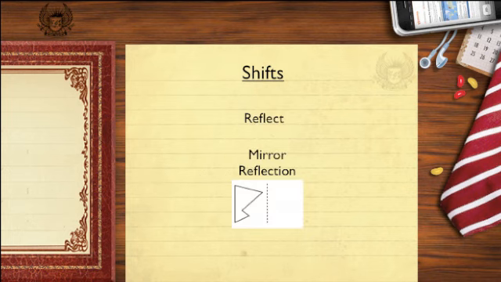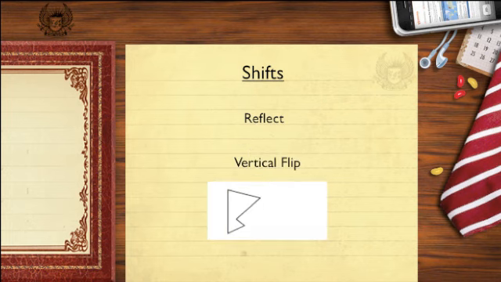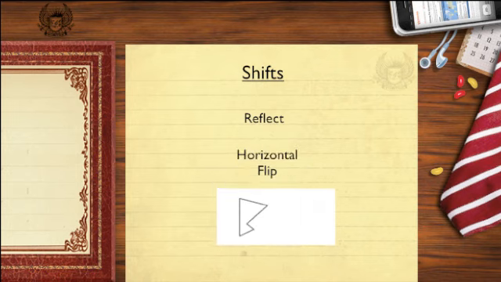When shapes are reflected, it could be a mirror reflection, as if you were holding it up to a mirror, and it will look like that. Or you can flip it vertically, and it will look like that. You can flip it horizontally, like that.